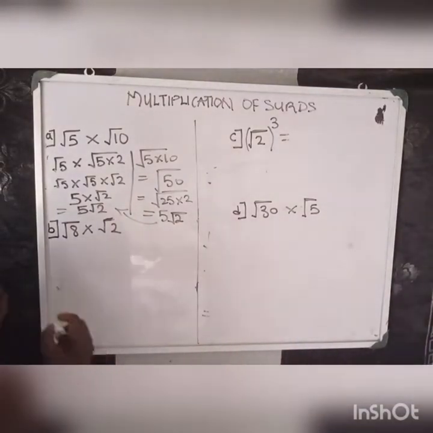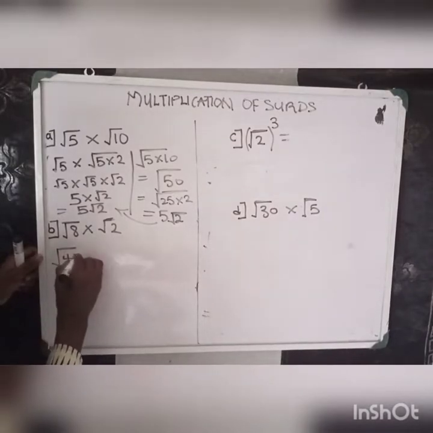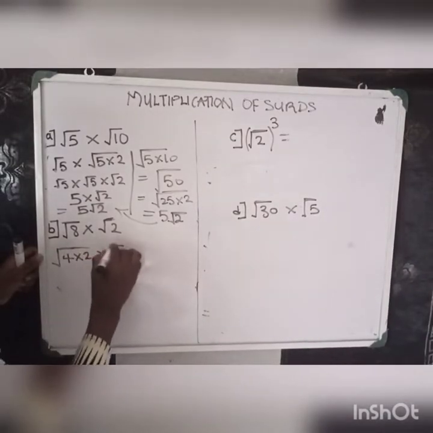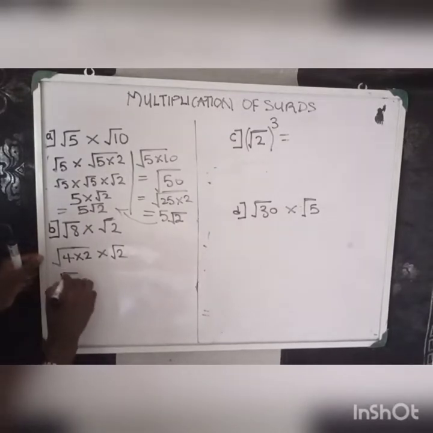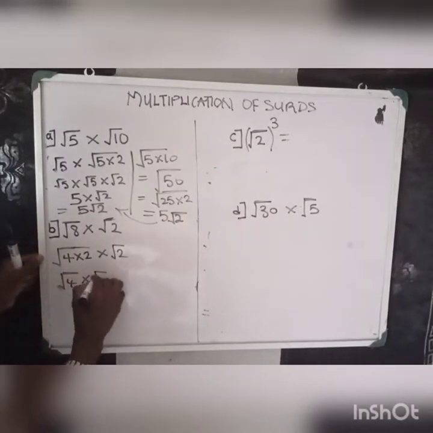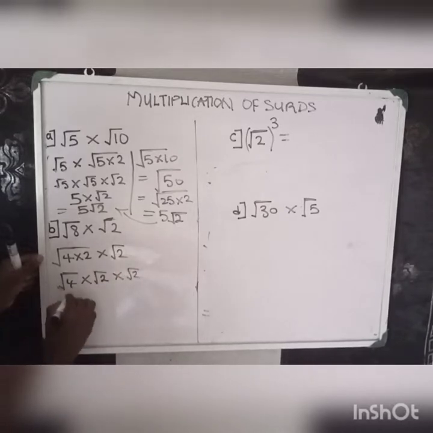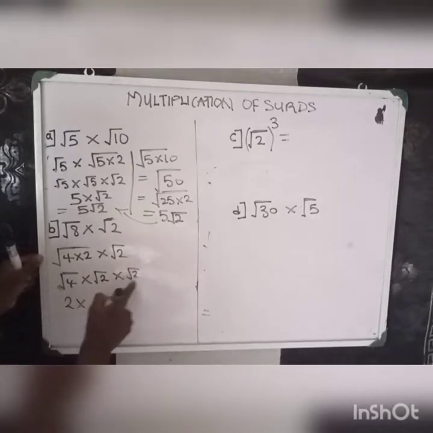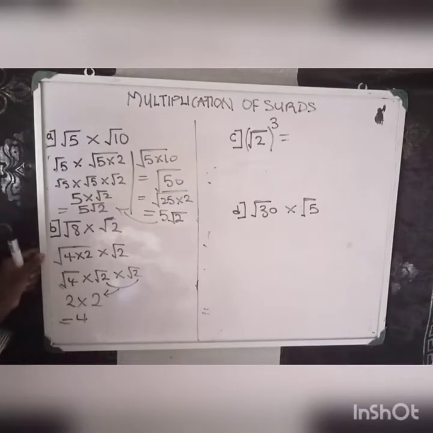And what do we have next? This is square root of 8 times square root of 2. You can split 8 into square root of 4 times 2. Square root of 4 is 2, times, since they are the same, root 2 times root 2 gives us 2. So 2 times 2 becomes 4.